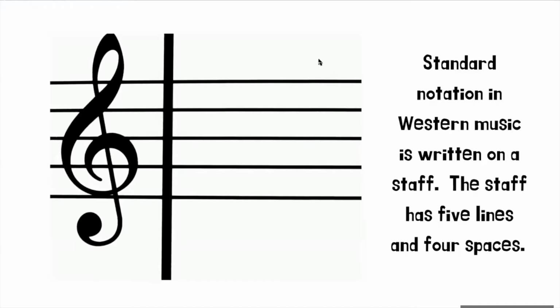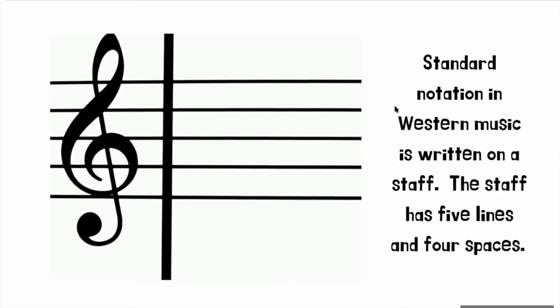All right, so last semester we learned all kinds of things on our ukulele. We basically learned our rhythms, and we learned how to read tabs, and we learned a couple of Christmas songs. Today we're starting on how to read standard notation in Western music. So what do I mean by that?